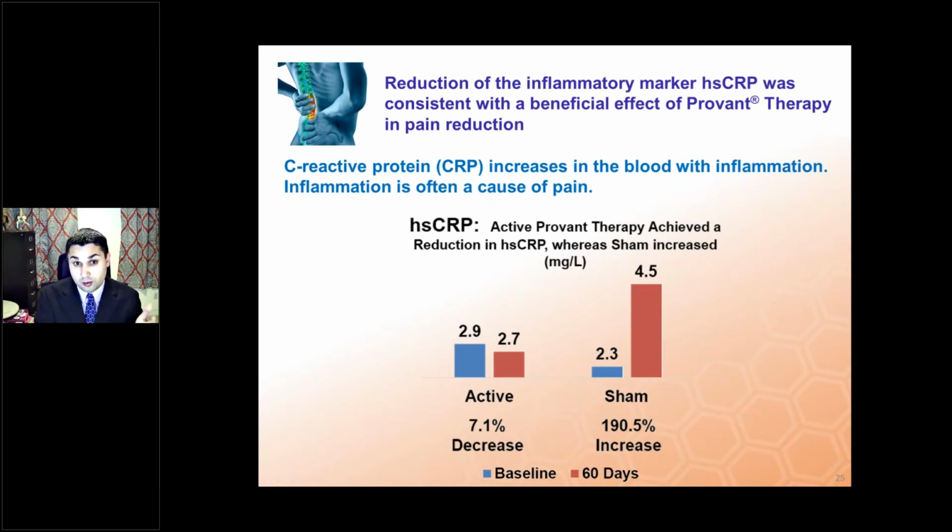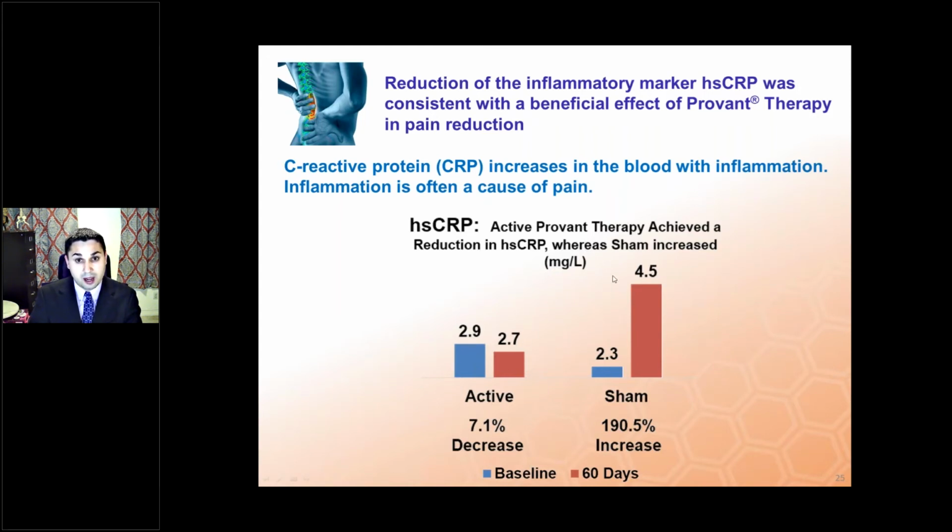Additionally, the study also measured C-reactive protein, which is kind of interesting because sometimes pain can be from an inflammatory component. So this is sort of a way of doing a blood test to see what their inflammation levels are. And when they were running the device, there was actually some decrease in their C-reactive protein before and after.